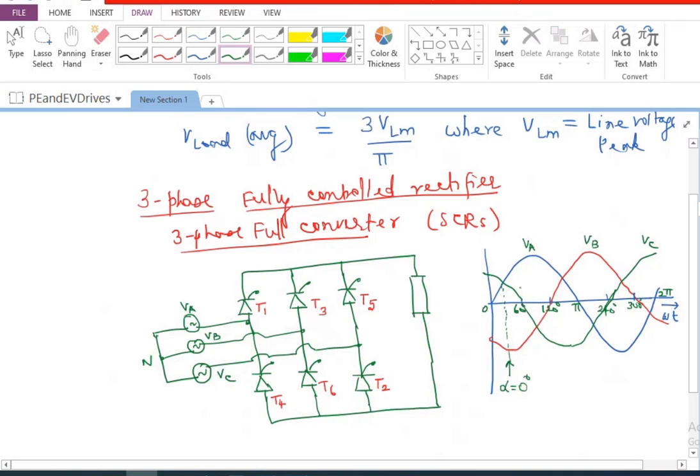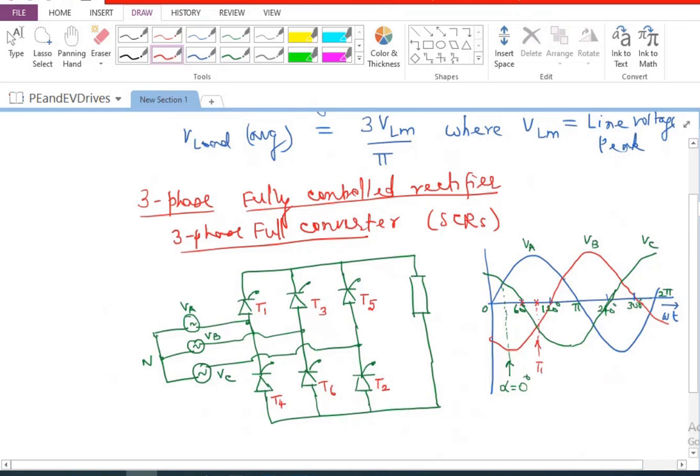So if this is the reference point, and if I am talking about a delay angle of, let us say, 30 degrees, this will be the point at which I'll be firing the device. Rather than that, if I say delay angle of 60 degrees, this will be the point at which I'll be firing the device. So here is where I will fire T1.